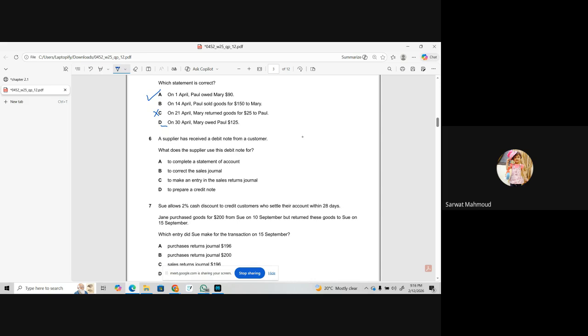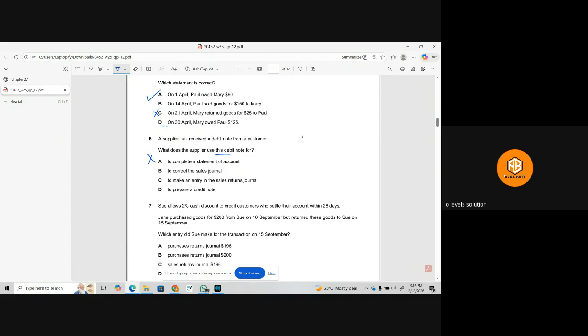Sixth one is that a supplier has received a debit note from the customer. What does a supplier use a debit note for? So a debit note is sent by a customer when goods are returned. For the supplier, this represents the sales return. So sales returns are recorded in the sales return journal. So let's see, A is statement of account. It is not correct because it does not record the returns. So that's why this is not the right option.